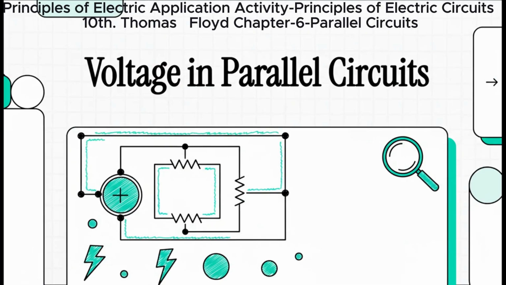Welcome, students. Have you ever really thought about how all the lights in a room can be on at the same time and they're all equally bright? Well, it all boils down to one of the most important ideas in electronics, voltage in a parallel circuit. In this explainer, we're going to demystify this whole concept. By the end, you'll be able to look at pretty much any circuit diagram, no matter how messy it looks, and know exactly what's going on with the voltage.